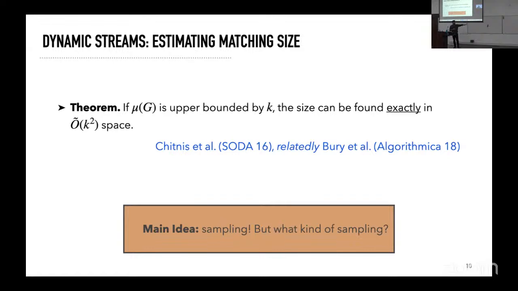But uniform sampling is not great for estimating maximum matching sizes. Does anyone see why? What is a graph for which uniform sampling doesn't really reveal the maximum matching? Thoughts?